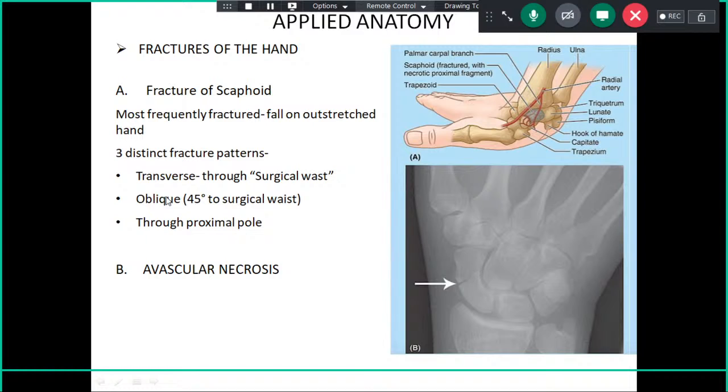One more thing I wrote here about the three distinct fracture patterns. We have a transverse fracture through the waist, an oblique fracture which could be at a 45-degree angle to the surgical waist, and also a fracture through the proximal pole of the scaphoid bone.